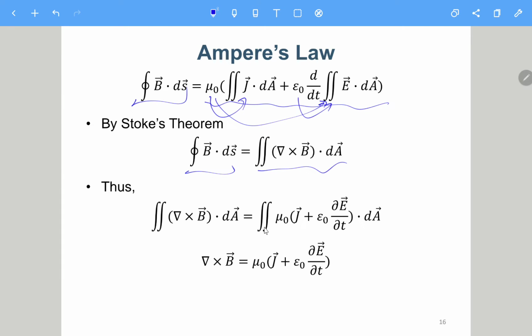So it turns out to be mu naught J here, and then we have mu naught epsilon naught, and we also put this one inside, so it turns out to be partial E partial t, similar to the previous one. So we have mu naught epsilon naught partial E partial t, all inside this double integral. And as I mentioned before, you can arbitrarily choose the Amperian loop, which means that the integrand itself should be the same. So here we have the curl of B equals this thing. This is the differential form of Ampere's law.